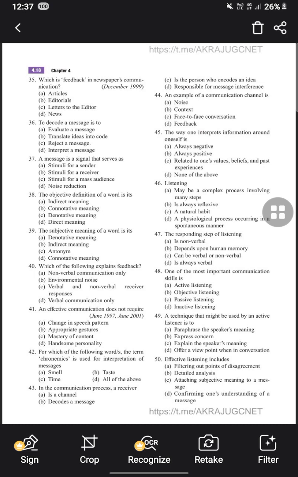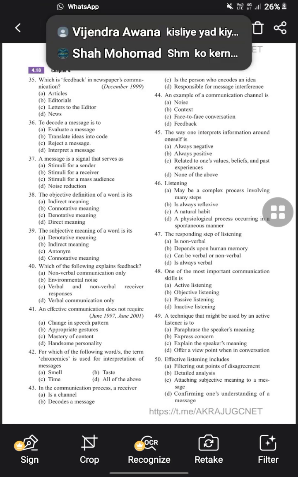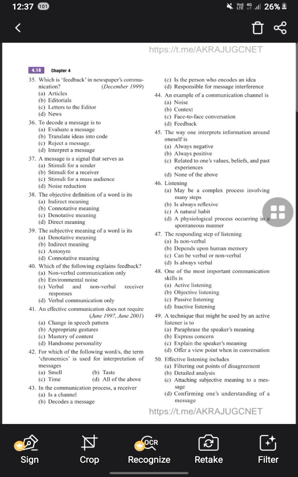Which of the following explains the feedback? 40 is C, that is verbal and non-verbal receiver response. That is the feedback, verbal and non-verbal receiver response. An effective communication does not require what? 41 is D, that is a handsome personality, not required.